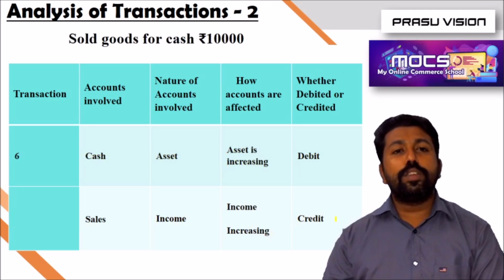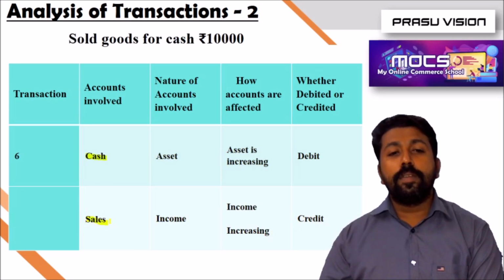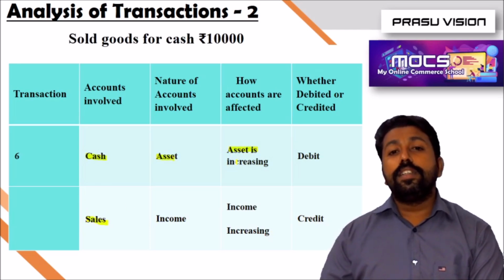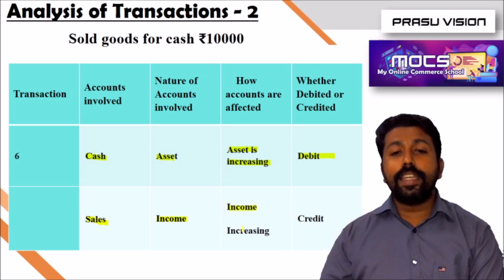And the next one is what? Sold goods for cash 10,000. Cash is one aspect, sales is the another account. Cash is asset, asset increases, we will give debit. And sales, it also increases, income increases, we will give credit.